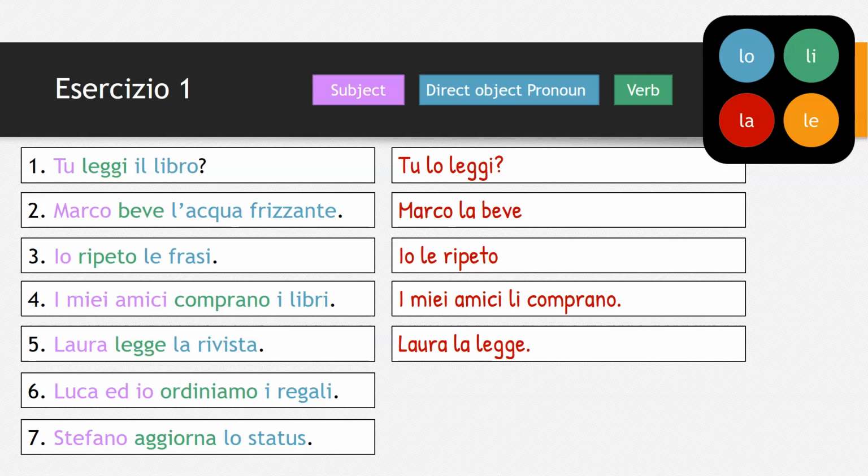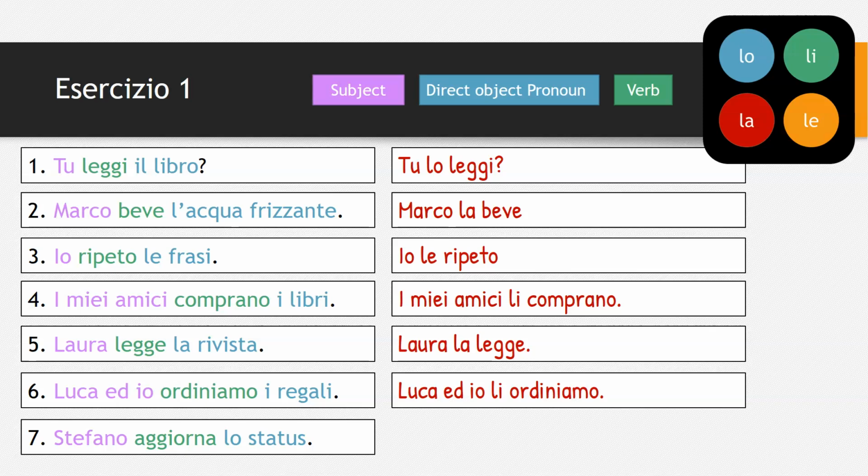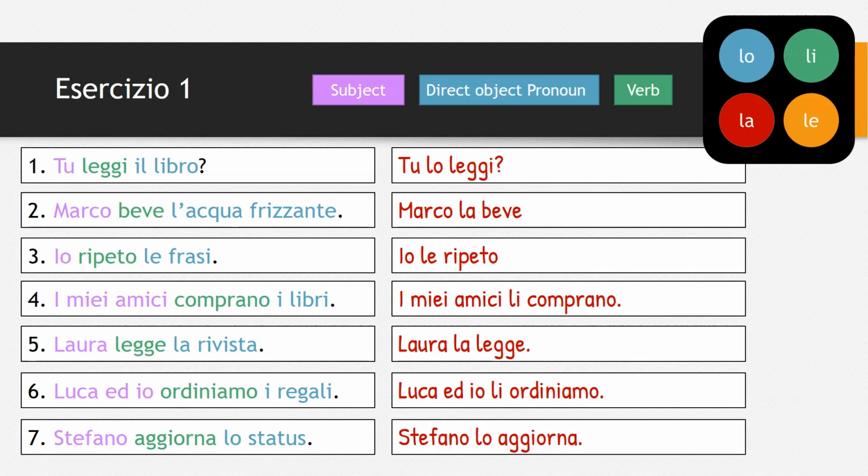Luca ed io ordiniamo i regali. Luca ed io li ordiniamo. Luca and I, we order them. Stefano aggiorna lo status. Stefano lo aggiorna. Stefano updates it.